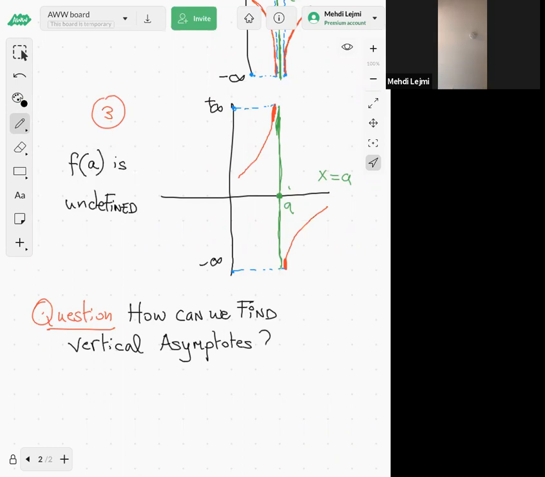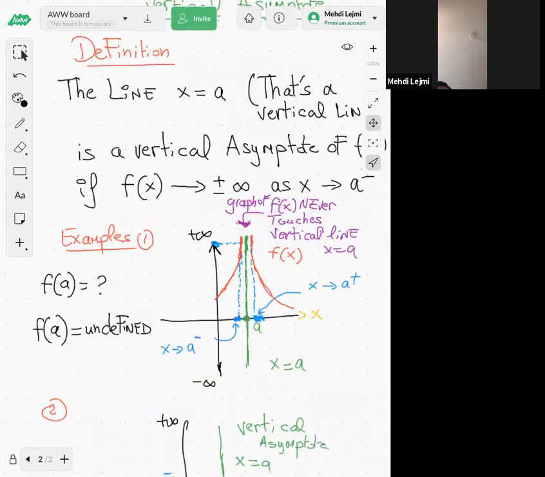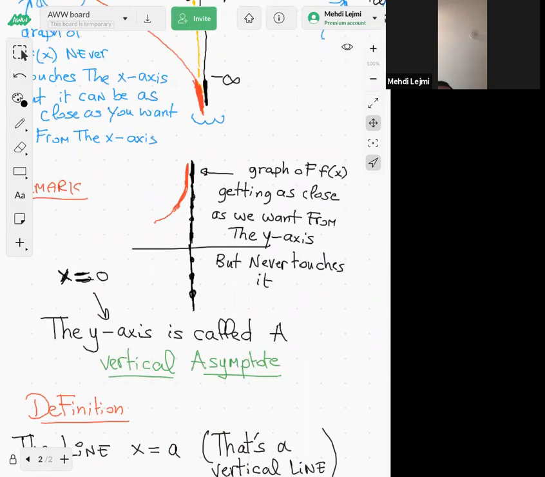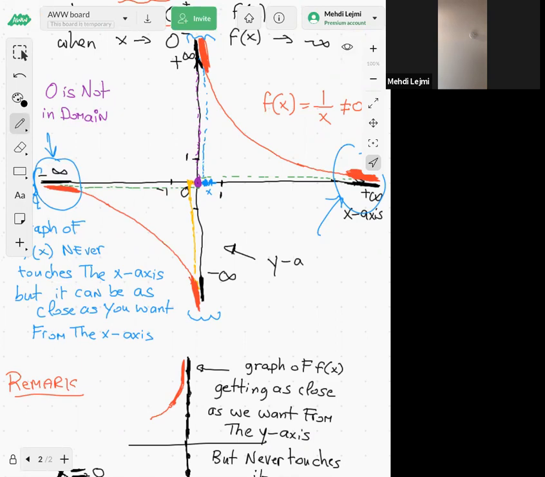All right, so let me just come back to the case of 1 over x. In 1 over x, guys, my vertical asymptote was the y-axis, right? We said the y-axis is a vertical asymptote. And what's the equation of the y-axis? We said it's a vertical line, so it's x equal to 0, because all the points on the y-axis have x coordinate 0.